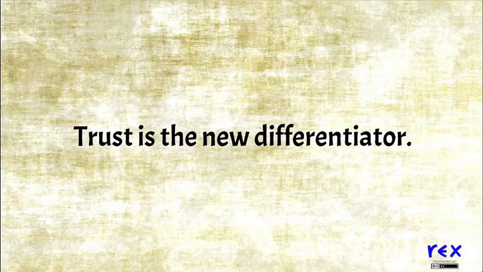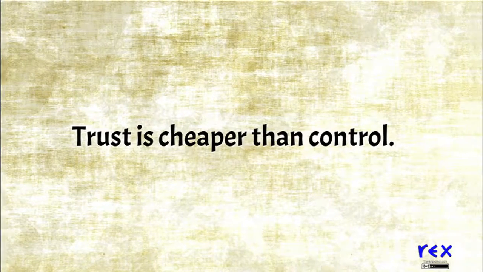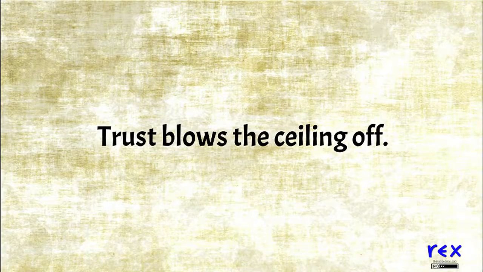Because right now, I can get free services for a lot of stuff. So price is not a differentiator. I think trust is the new differentiator. Designing from trust is also cheaper than designing with control. Designing from trust blows the ceiling off.